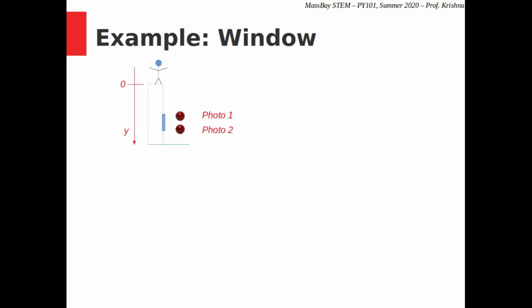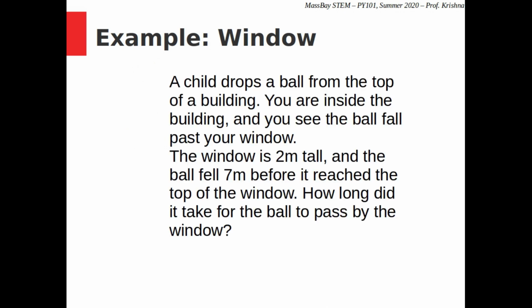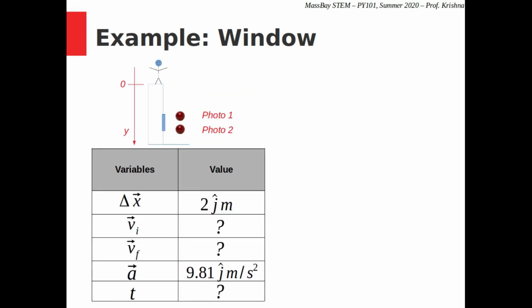Start by drawing a picture. You probably guessed that we'll need to take photo 1 as the ball crosses the top of the window and photo 2 when it crosses the bottom. The question asks, how long did it take for the ball to pass by the window? So it's asking for a time. The knowns are the height of the window, which must be the displacement of the ball, and the acceleration due to gravity. But after that, we're once again stuck. We don't have 3 pieces of information between these two photos. We need another piece of information, like the initial velocity at photo 1.